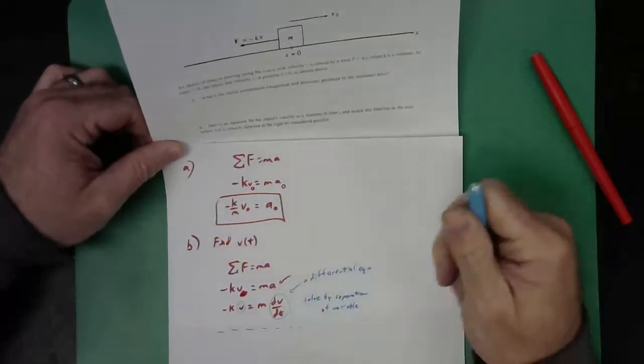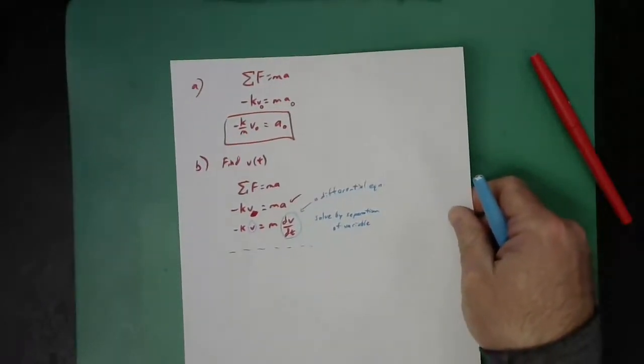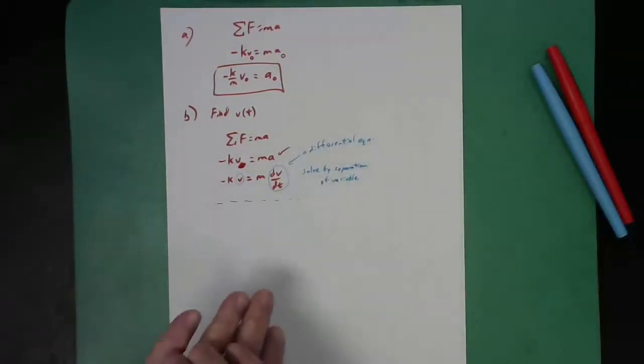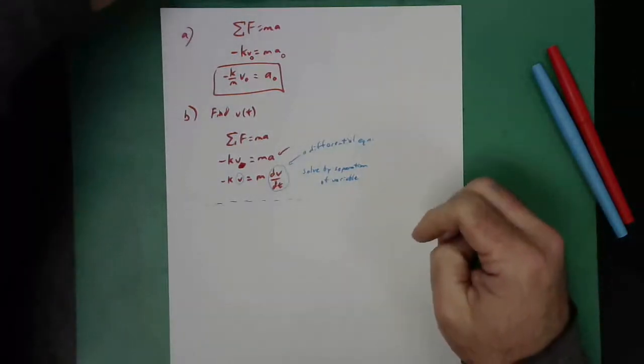So I'm going to show a few steps here. Don't sweat the details yet. All right. So here's what I'm going to do. I want to separate my variables. I want to get all my V's and dV's on one side and all my T's and dT's on the other.